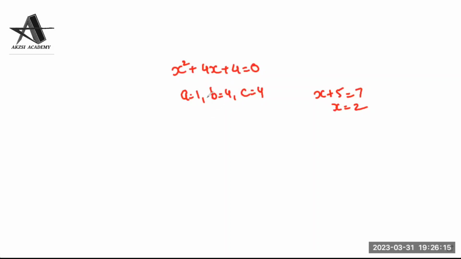numbers. So we have to find two numbers whose sum should be equal to b, and product should be equal to a into c. In this case, b is 4, so the sum should be 4, and a is 1, c is 4, so the product should be 4 as well. I have to find two different numbers that when added give me 4, and when multiplied give me 4. It's very easy, it's 2 and 2.